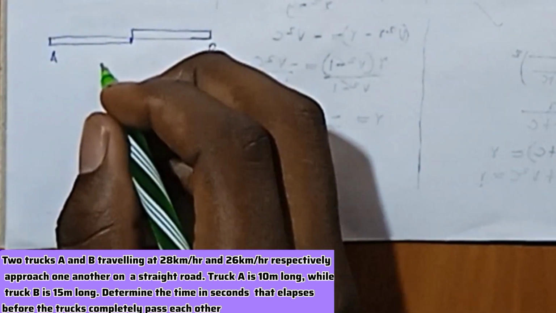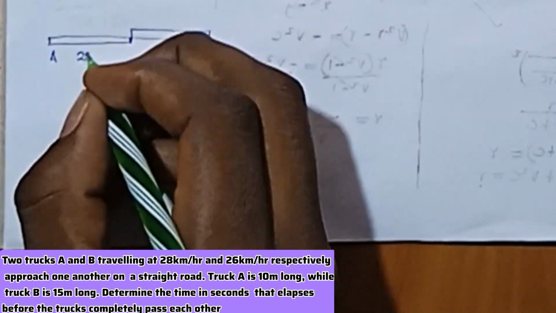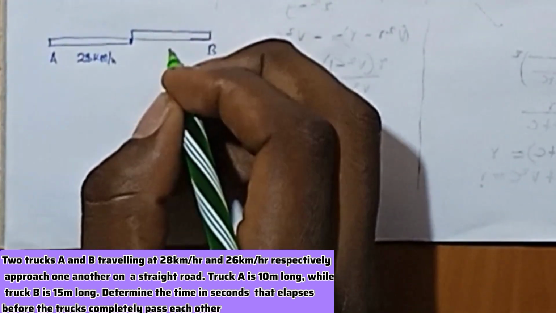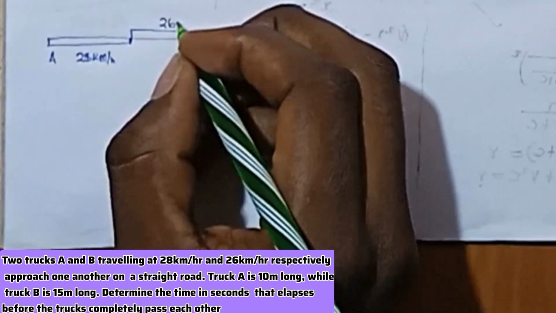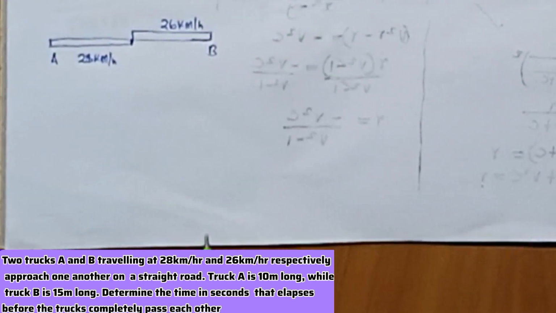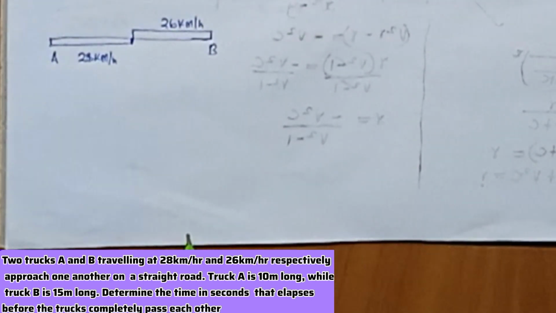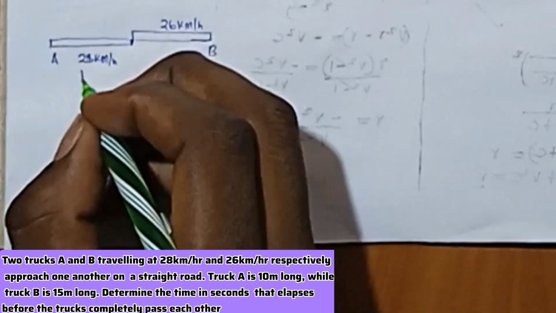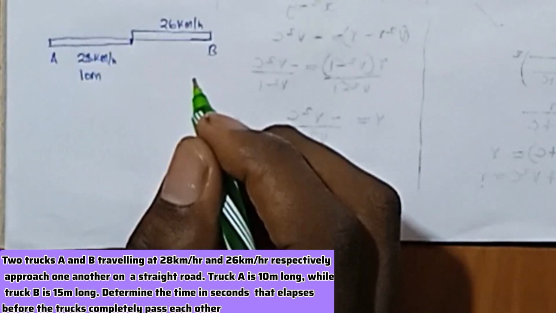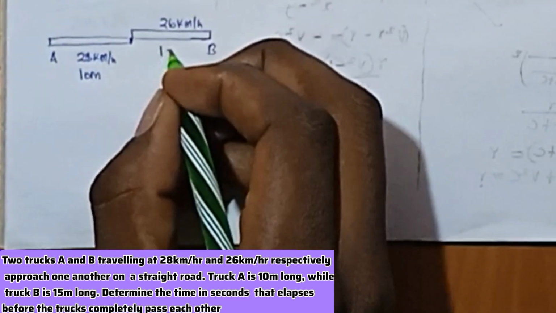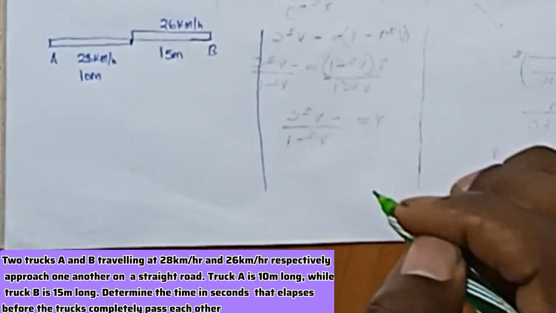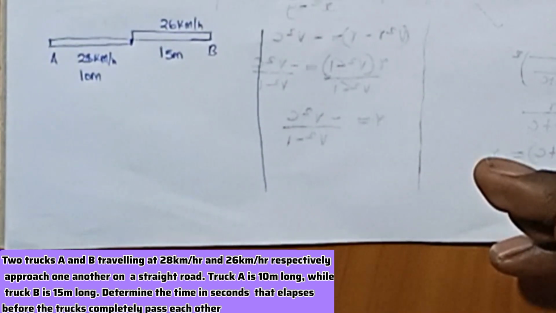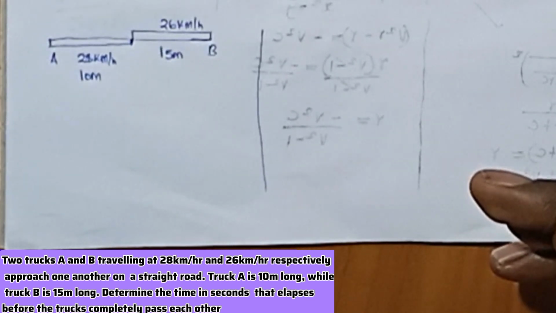Truck A is traveling at 28 kilometers per hour and truck B is traveling at 26 kilometers per hour. So they approach one another on a straight road. Truck A is 10 meters long, and truck B is 15 meters long. So the question is, determine the time in seconds that elapses before the trucks completely pass each other.